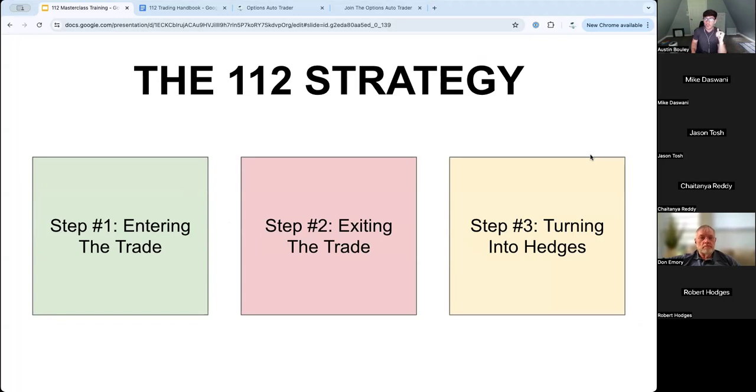So let's dive in. What is the 112 strategy? Well, it's broken into three components. You have to enter the trade, you have to exit the trade, and then you want to turn your trades into hedges.